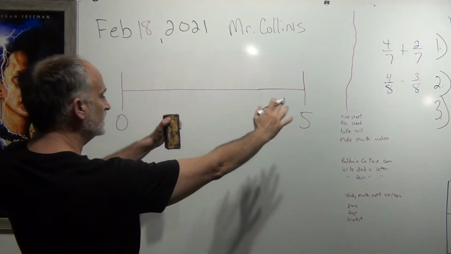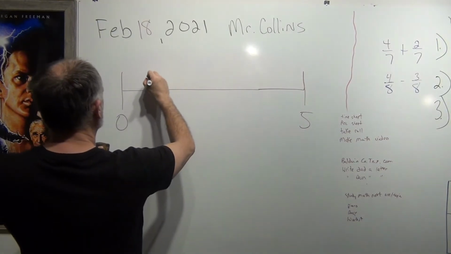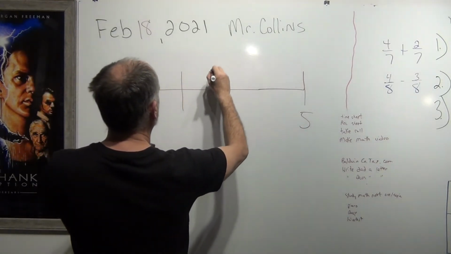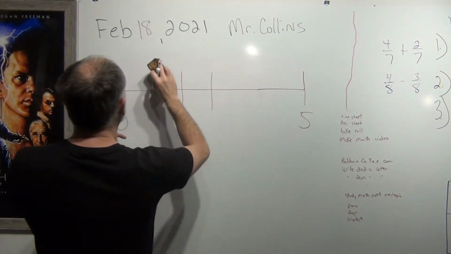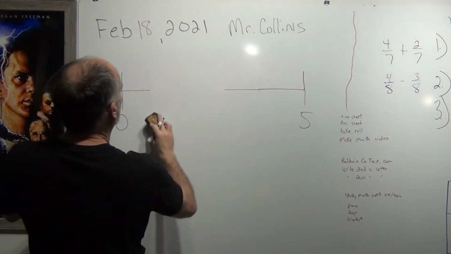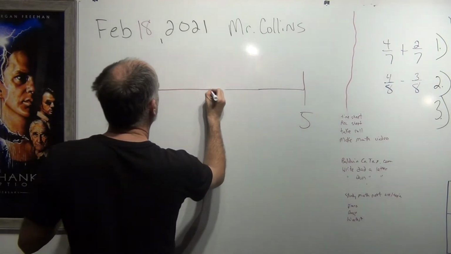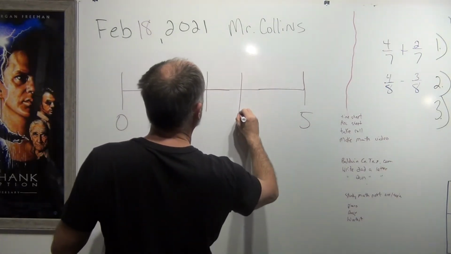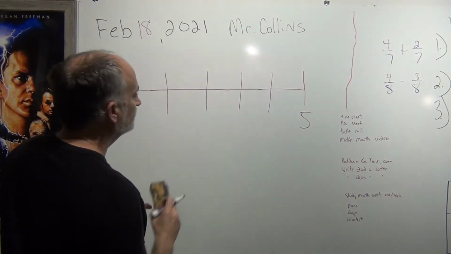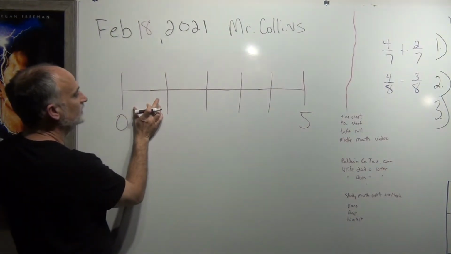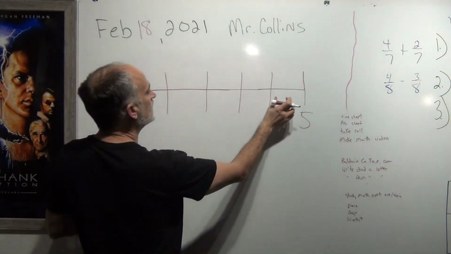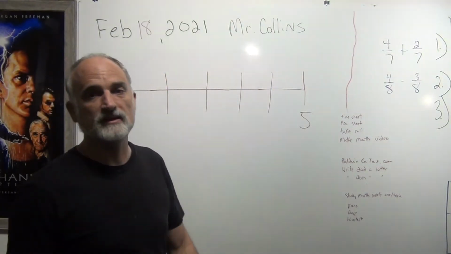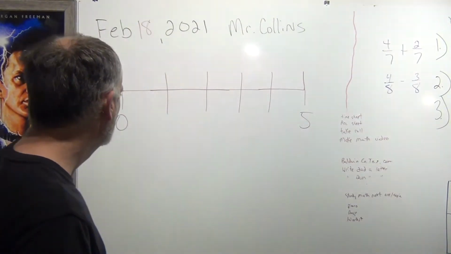So now I need to evenly space these. Let's see if I can do it. 1, 2, 3. See, I didn't do it right. 1, 2, 3, 4, 5. These have to be evenly spaced. This one's not. This one looks bigger, but it's really not. They're all evenly spaced, 0 to 5. Just trust me on that.